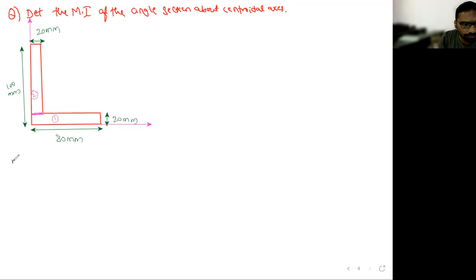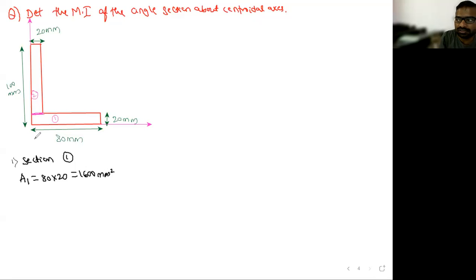Area of the first section. The area I want to determine is for Section 1, or plate 1. Is it a rectangle, a circle, or a semicircle? Rectangle. So what is the area of the rectangle? It is B into D, correct? Yes sir, 80 into 20, that is 1600 mm square.